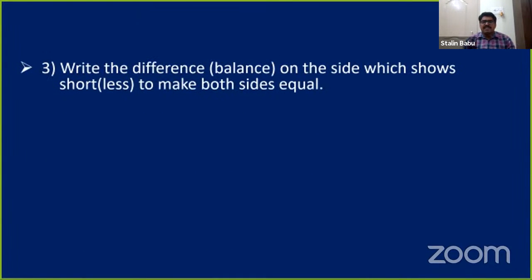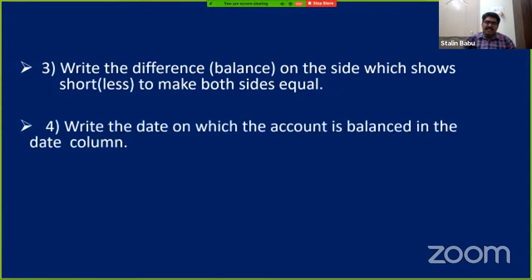So write the difference on the side which shows less, to make both sides equal. In the given example, 500 debit, 400 credit. First we record 500 in the total column on the debit side and the same on the credit side. After that, which side shows less? Credit side. So on the credit side we record that 100 rupees to make both sides equal. So we record the difference amount on the lesser side.